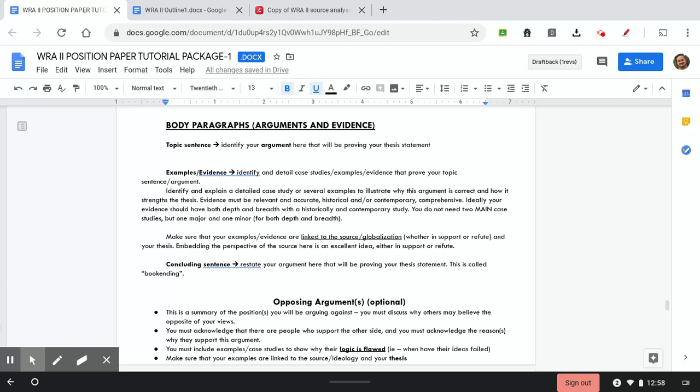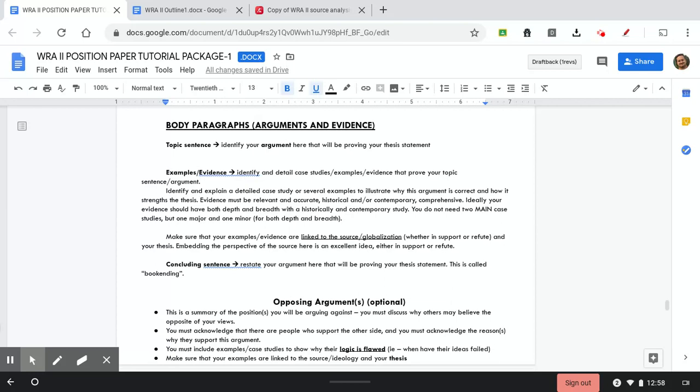After your argument, which is one sentence, comes your examples or your evidence. So here you're identifying and detailing case studies or examples or evidence that proves your topic sentence. So again, everything comes back to the thesis. This is what I think is your thesis. Arguments is this is why I think it. And then your case studies prove your point.